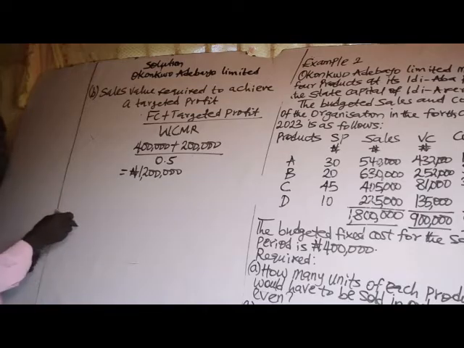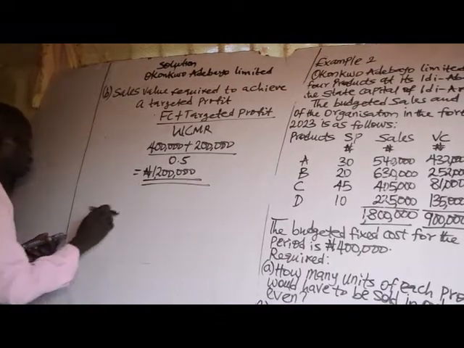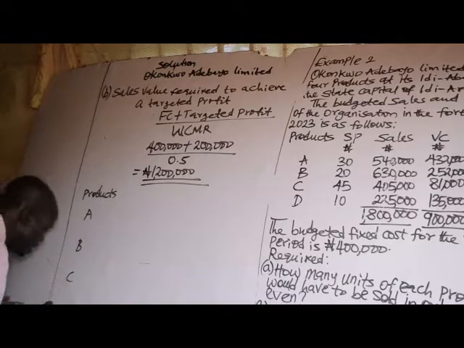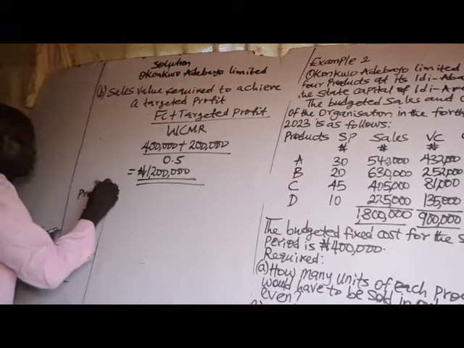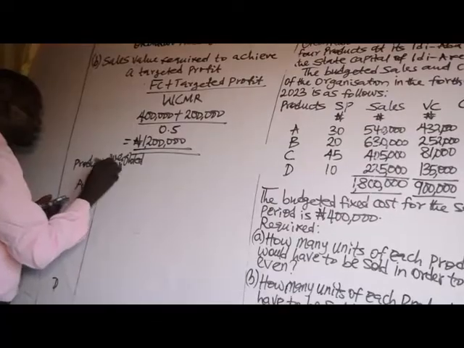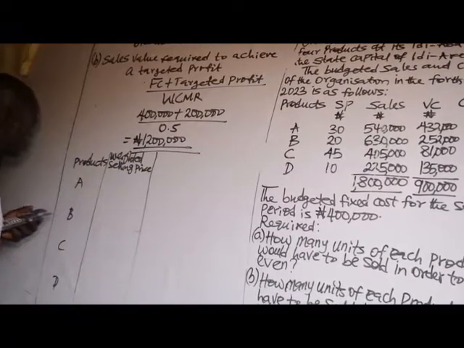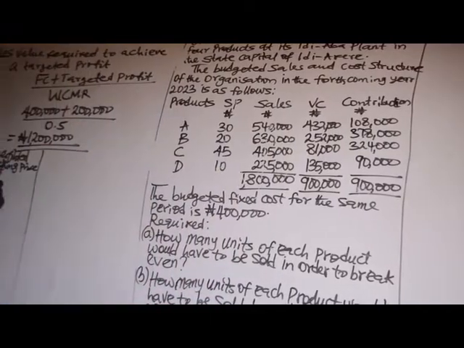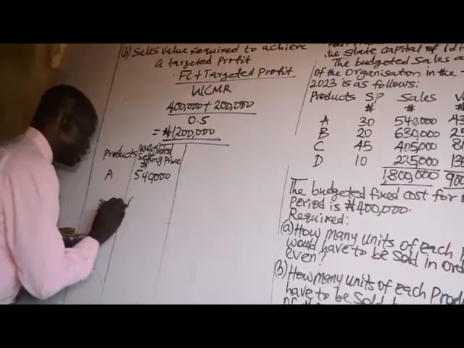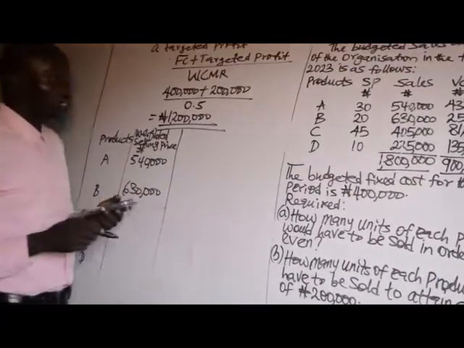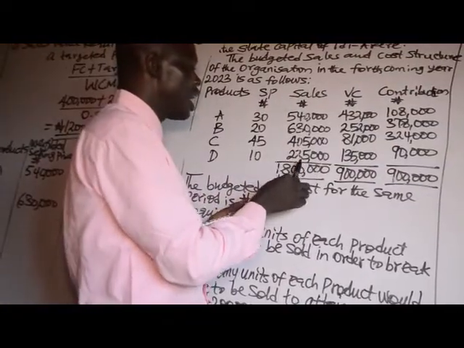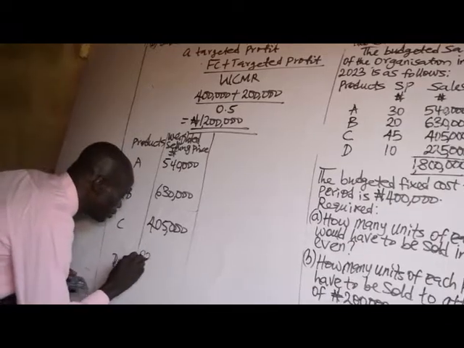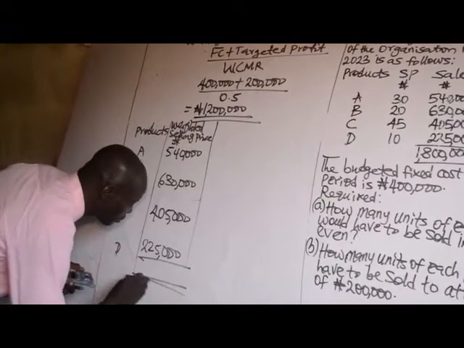Then the next step is the apportionment. You apportion the sales revenue to the products. We have products A, B, C, and D. Weighted selling price or weighted sales value, our sales revenue as given: we have 540,000, 630,000. That of C, we have 405,000 and 225,000. The total is 1.8 million.